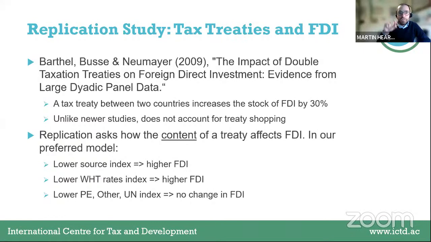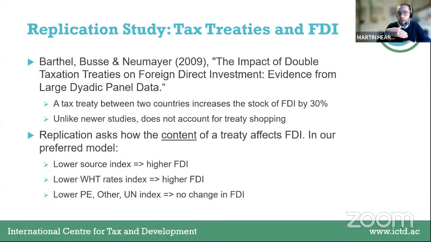So what we did is we replicated this study, and instead of asking what happens when you have a treaty or don't have a treaty, we asked what happens based on the content of the treaty. And what we found was, if you look at the overall source index, a lower overall source index, that means a more residence-based treaty, one that looks more like the OECD model and has lower withholding tax rates, you get higher foreign direct investment. But when you decompose that into the individual indexes, what you find is it's only the withholding tax rates that drive that change. So lower withholding tax rates in a treaty lead to higher foreign direct investment flows, with the caveat that this may just be treaty shopping.